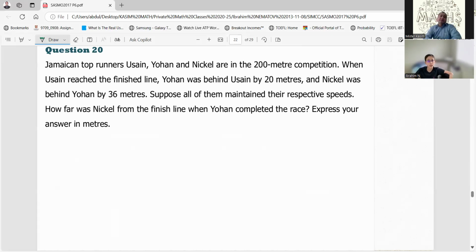Read it. Jamaican top runners Usain, Johan, and Nickel are in the 200-meter competition. When Usain reached the finish line, Johan was behind Usain by 20 meters. Nickel was behind Johan by 36 meters. Suppose all of them maintained their respective speeds. How far was Nickel from the finish line when Johan completed the race? Express your answer in meters.